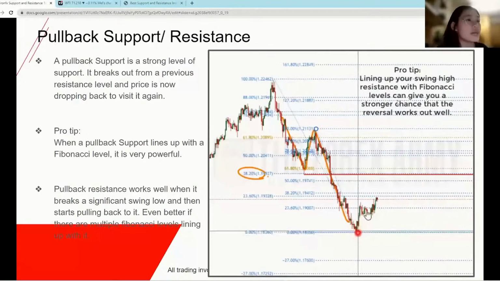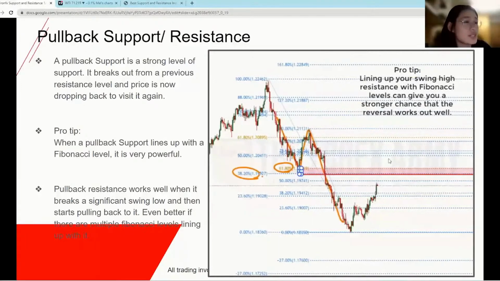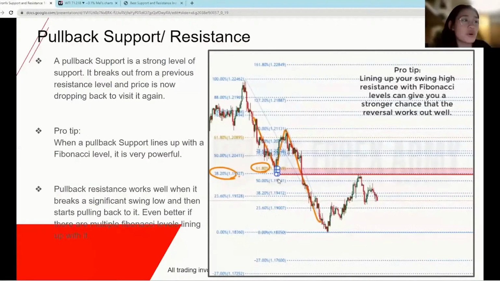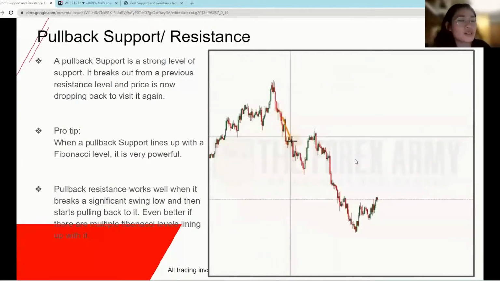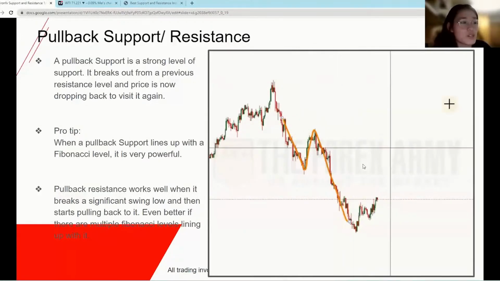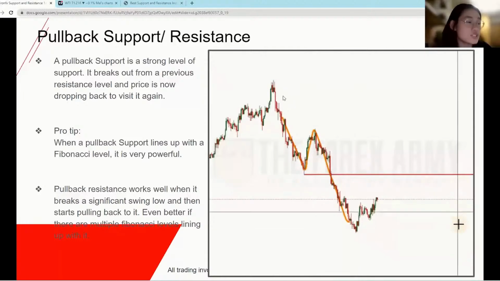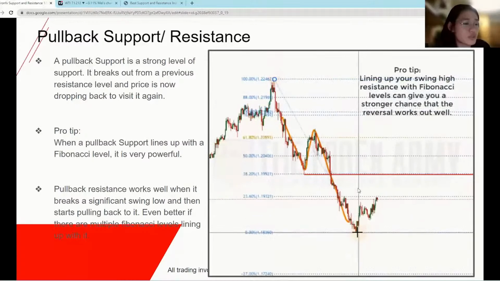Okay, and the reason why we are saying that if you line up your pullback resistance nicely with a Fibonacci retracement level, which is what we're doing here, it gives you a stronger reversal, is because for pullback, the reason why we call it pullback is because we're expecting it to retrace or pull back to that level. So when you're using a Fibonacci retrace, of course, we're expecting it to also pull back to one of those levels.